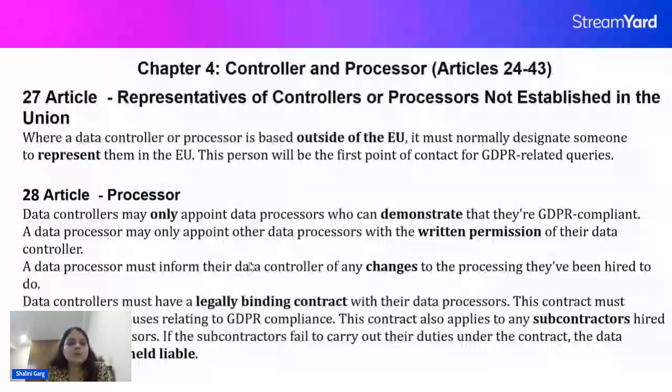So, the controller must ensure that the processor offers sufficient guarantees to implement GDPR. For example, one company is the controller, company A, and company B is the processor. Now, company A would like to hire that processor only if company B possesses the same security measures that company A possesses. Only then can they be very secure, right?